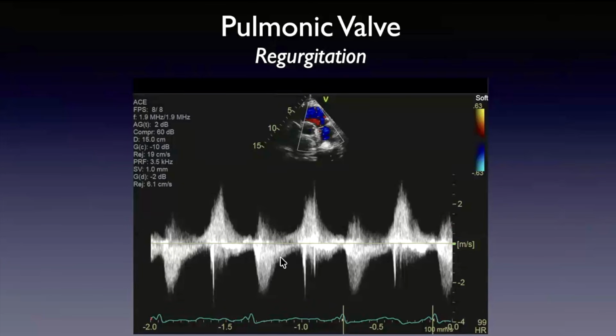But also look at the density. The density of the continuous wave Doppler PR signal is essentially equal to the forward flow. So systolic and diastolic are almost the same. And this all points towards severe pulmonary regurgitation. I think to nail it down, you can do pulse wave Doppler in the main PA or the branch PAs, and you should see diastolic flow reversal.